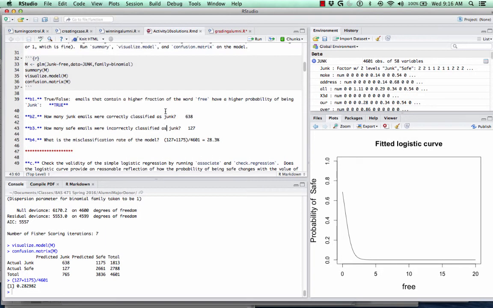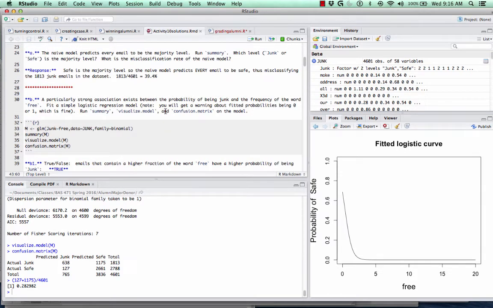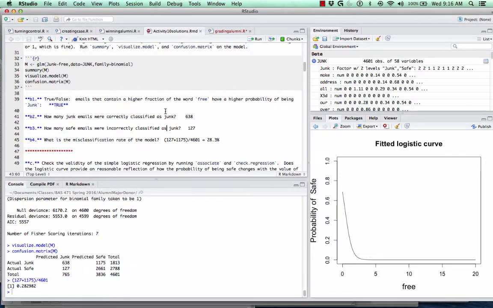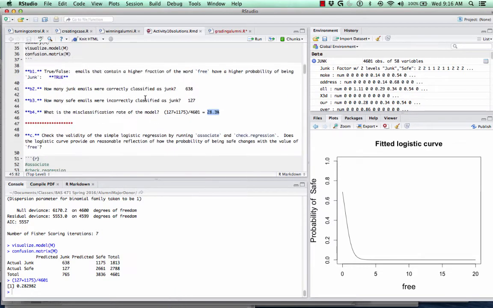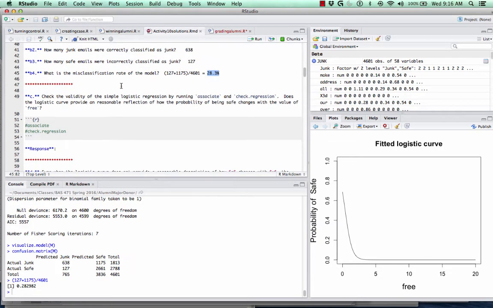All right, so this simple logistic regression is outperforming the naive model in terms of misclassification rate. The simple logistic regression misclassifies a little over a quarter of the emails in the data, whereas the naive model misclassifies nearly 40%. So we do a lot better just by predicting junk from this single word frequency.